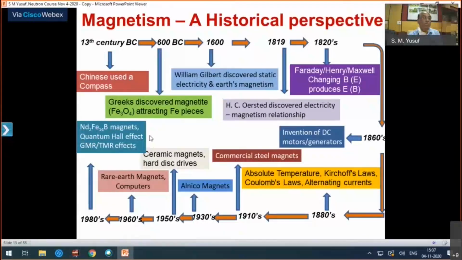Then there are some magnetic phenomena that were discovered, like the quantum Hall effect, then GMR, giant magnetoresistance, and TMR, tunneling magnetoresistance. The GMR got the Nobel Prize and so on. The quantum Hall effect also got the Nobel Prize. So these kinds of discoveries were in the 1980s. And as far as I am concerned, I started my research career in 1989. So you see the time scale.